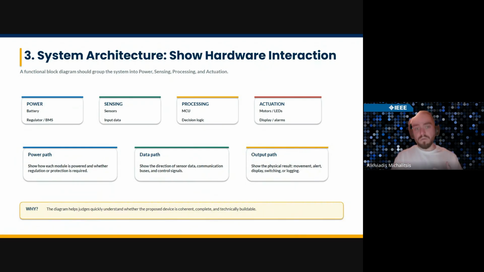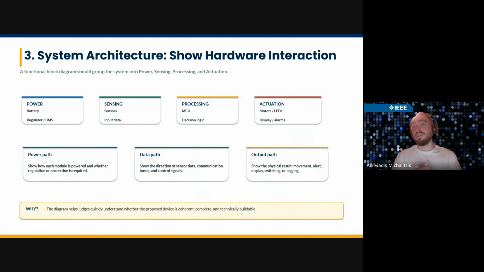Regarding the data path now, you should show the direction, like with lines in your flowchart, of the sensor data and the communication buses. So for example, information goes there and there. Based on the kind of communication, it might go one way or the other, or it might go both, based on your selection and your microcontroller's support and capabilities. And also the control signals.